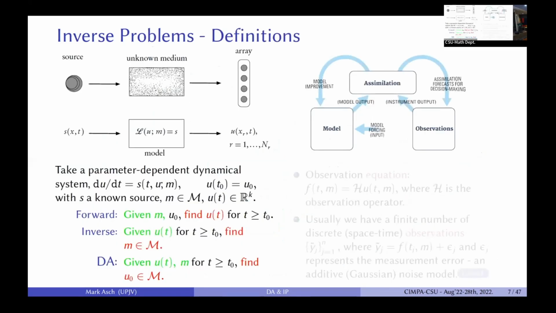So let's start with the very basic definitions. We will need all of these things of an inverse problem. The inverse problem basically means that we have a source, we have an array, and that source goes through a medium, but the medium is not completely known. It's an unknown or poorly known medium. The medium can be anything.